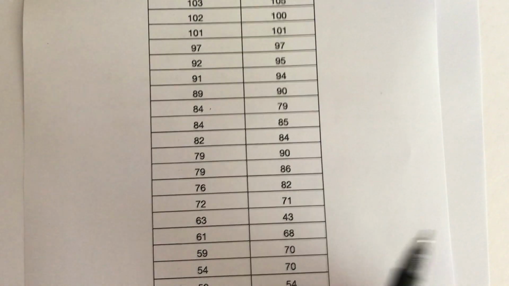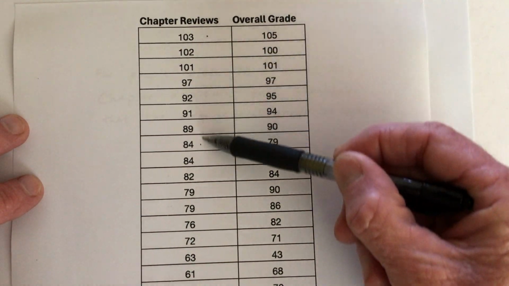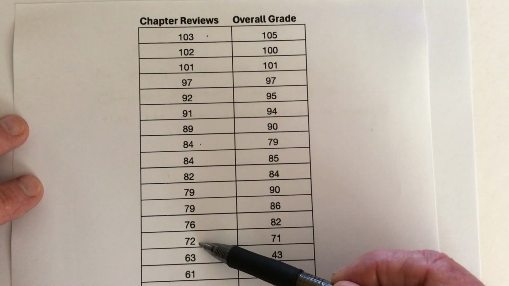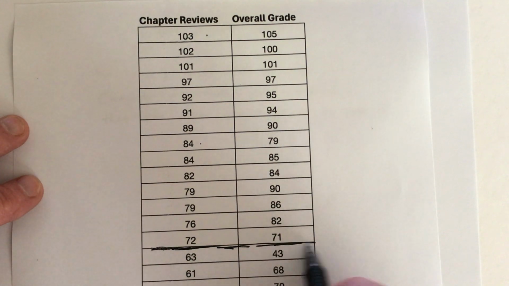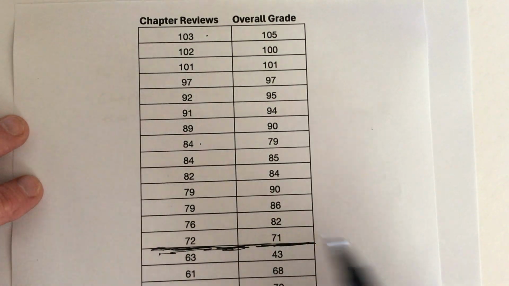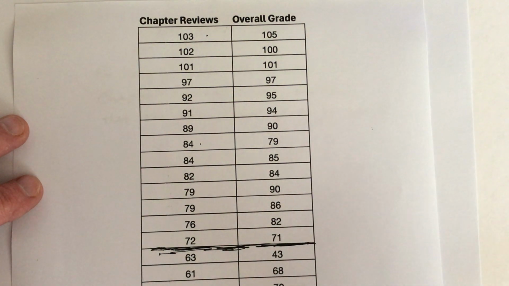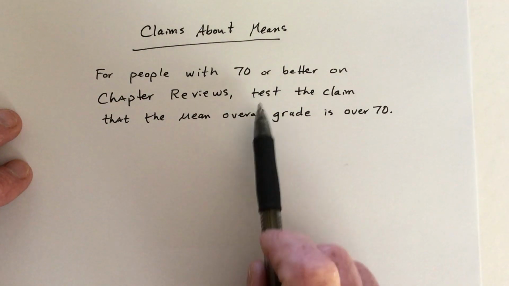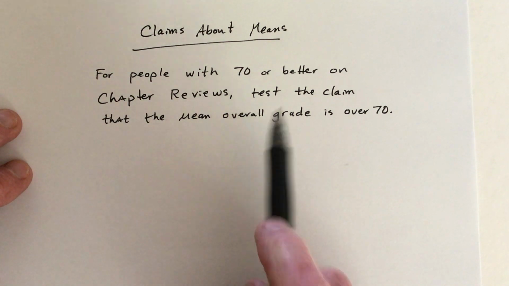So the chapter reviews are right here, and they're actually in order. So I'm looking for everybody that has better than a 70. So that's actually a cutoff right here. So these are the people with 70 or better on the chapter reviews, and then test the claim that their mean overall grade is over 70.